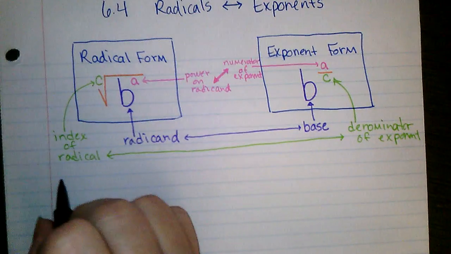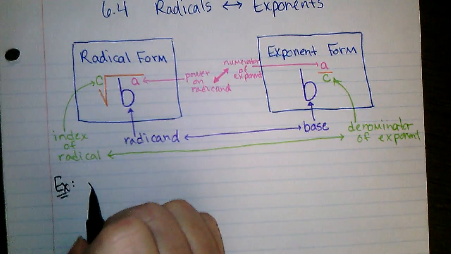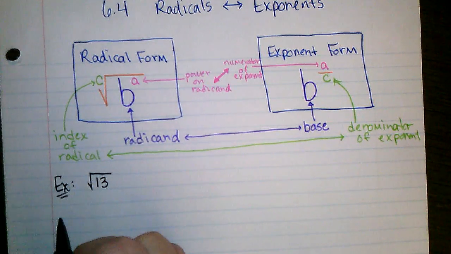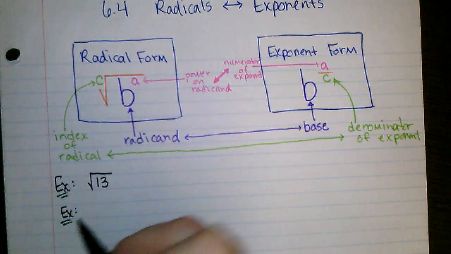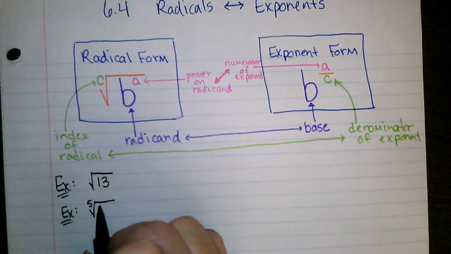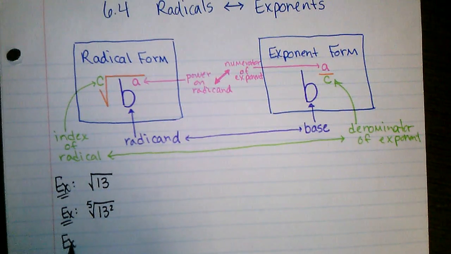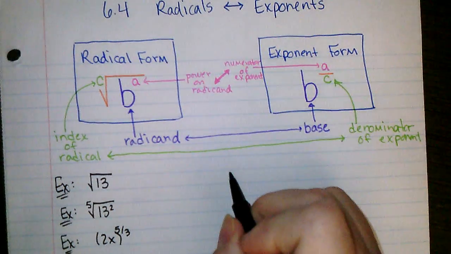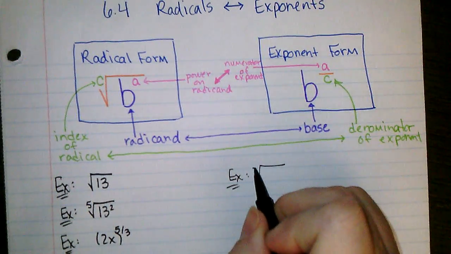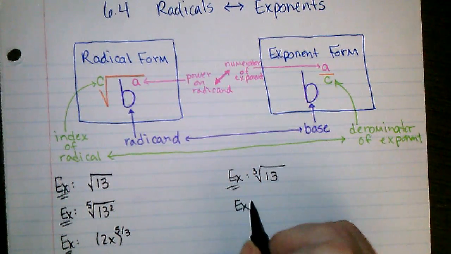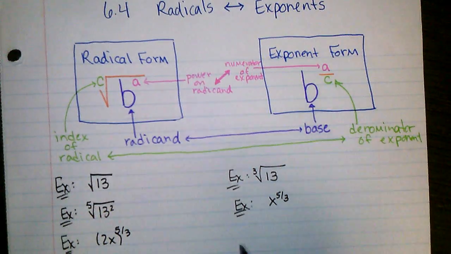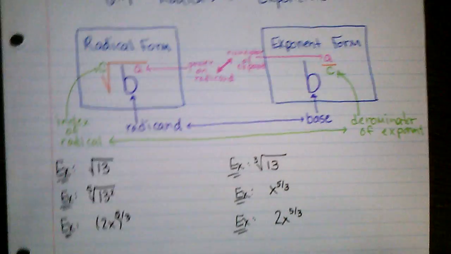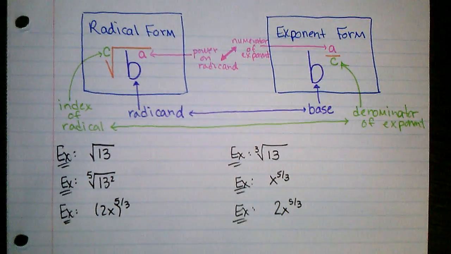So let's practice some examples. If it's in radical form, we're going to switch it to exponent form. If it's in exponent form, we're going to switch it to radical form. So we'll just be doing several examples here. So these will just be kind of rapid fire examples using these guidelines.